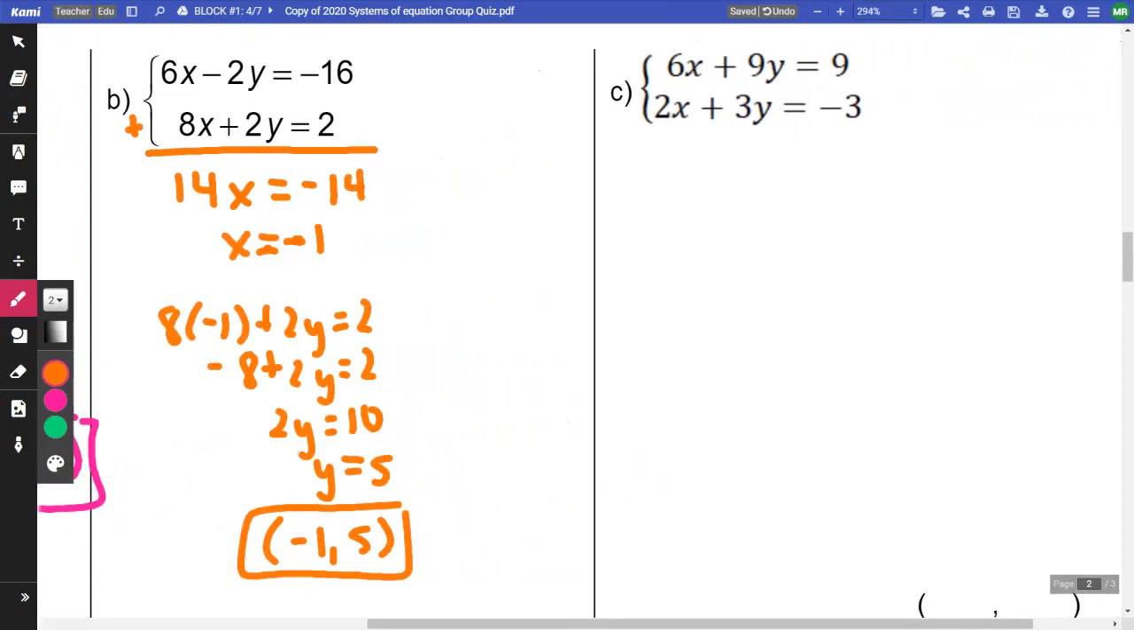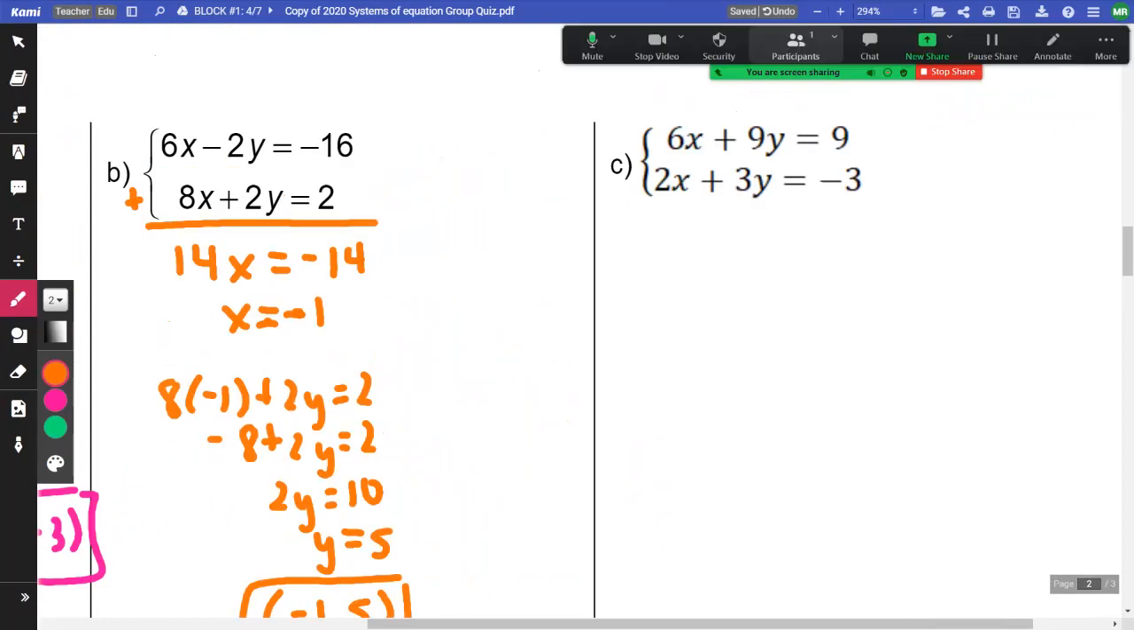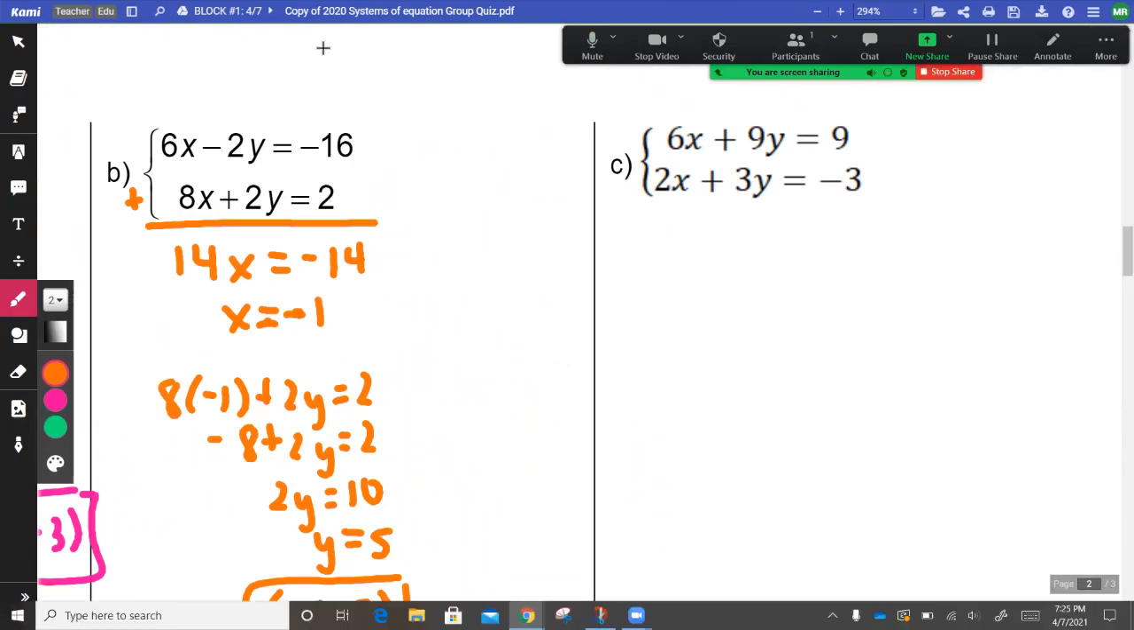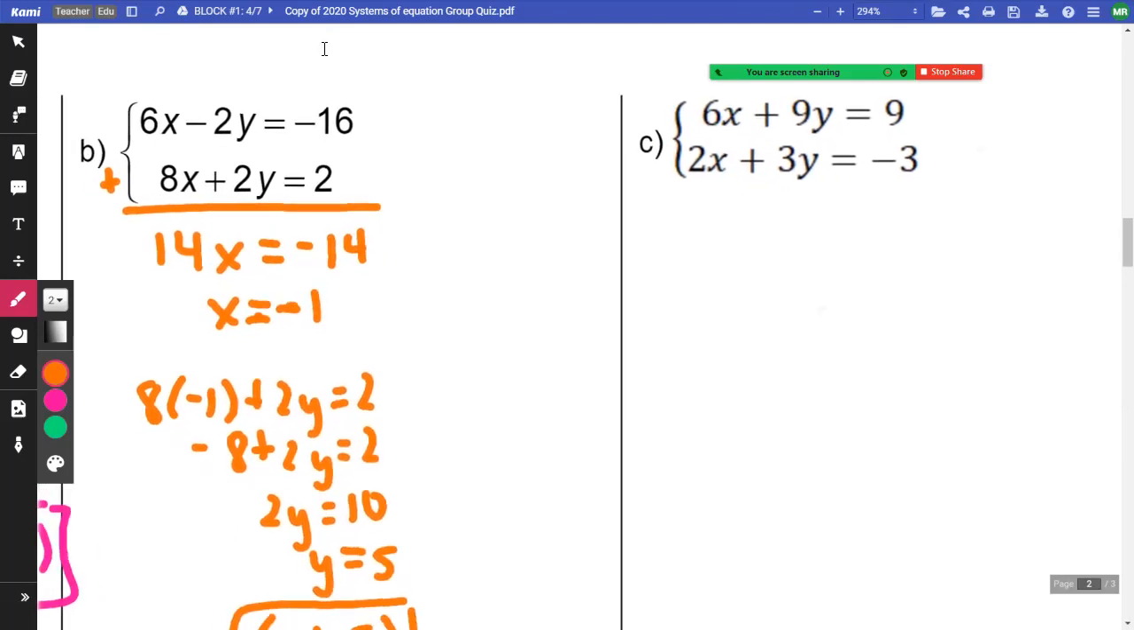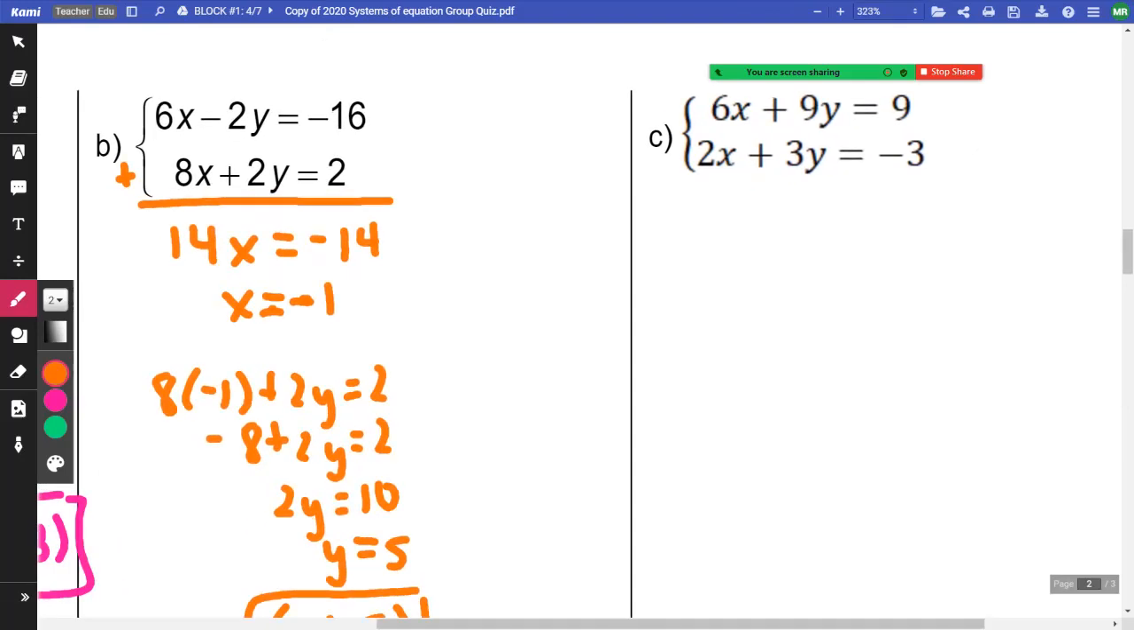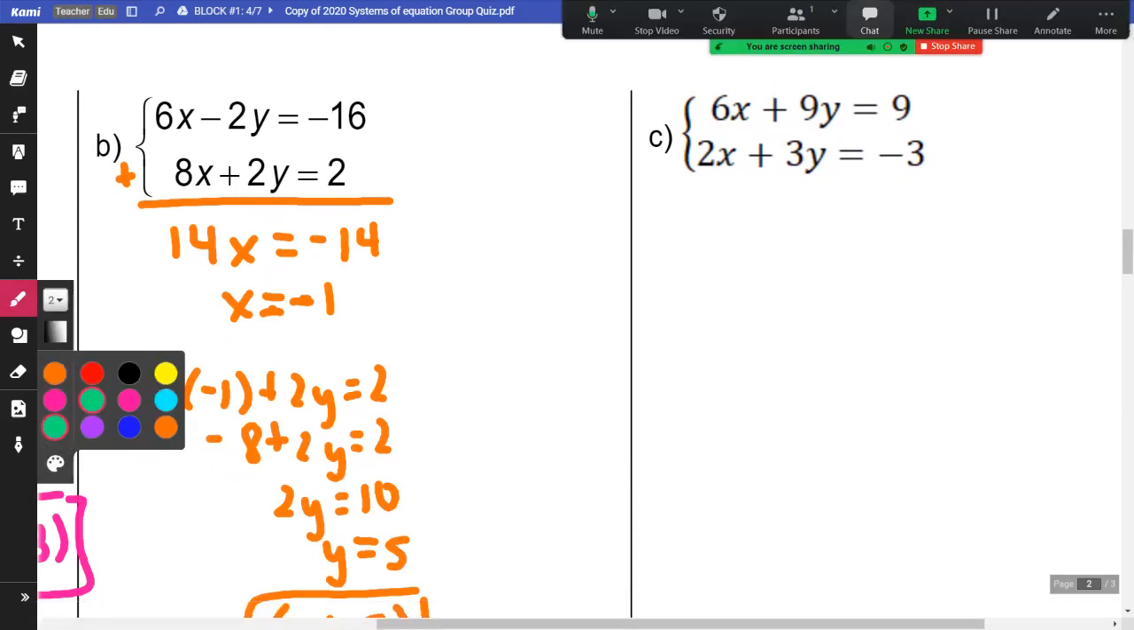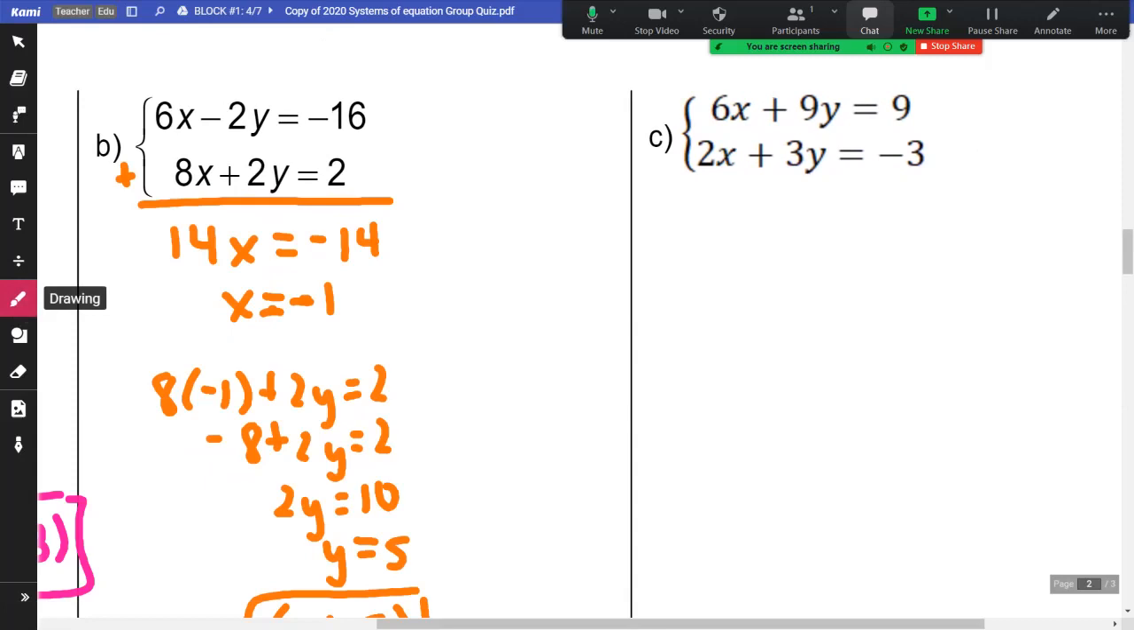On letter C, on this one, I am going to use equal values. But when I do use equal values, I am going to, not equal values, sorry, elimination. When I do use elimination, I can't add them as I see them because my x's are not going to cancel out and my y's are not going to cancel out. So I'm either going to get rid of my x's or my y's. Let's say I'm doing my x's.